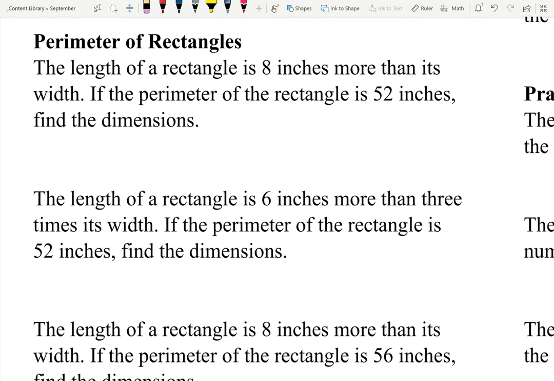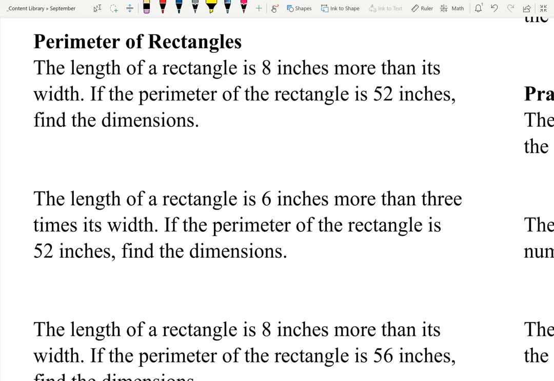All right. In this video, we're going to discuss perimeter of rectangles problems. Now, this is very similar to the problems we did in the last video about how we add two numbers together, a small number and a large number. And we had to find out what the small number and the large number are. It's very similar to those problems. So if you can do those problems, you should feel a little more confident with these.